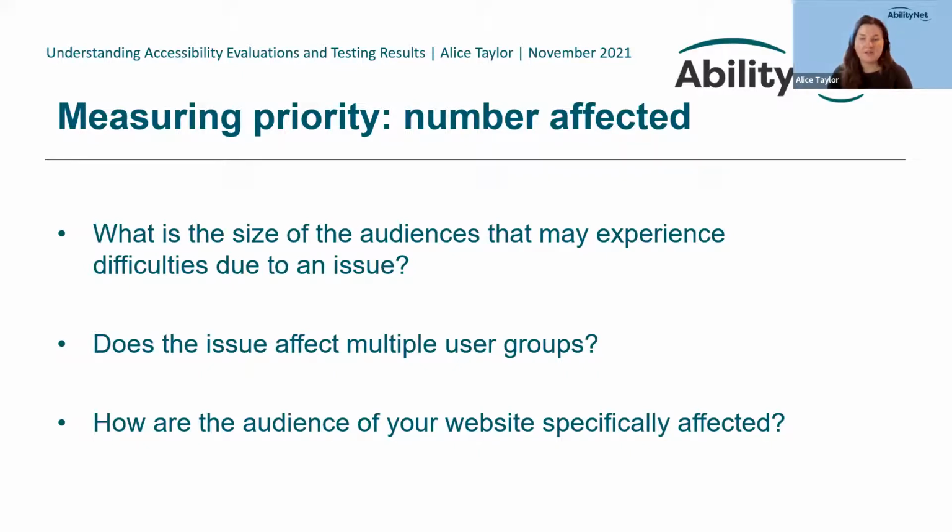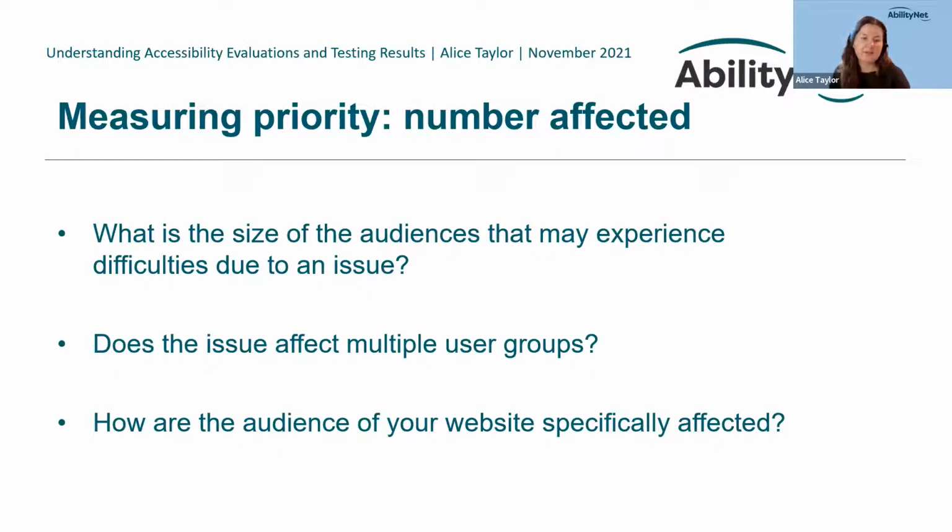So for example, someone who might have a physical disability may struggle to use a mouse. They would be affected by a keyboard issue, but also a screen reader user who was unable to use a mouse and relied on the keyboard to navigate. Any assistive technology that uses a keyboard interface would be affected by keyboard issues. So this could be considered high priority.